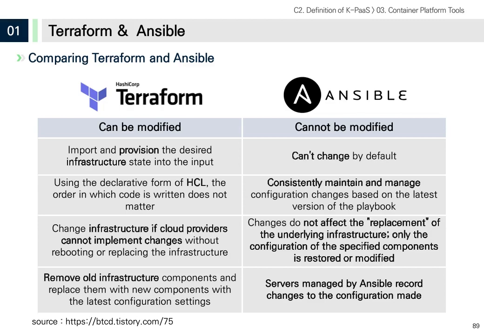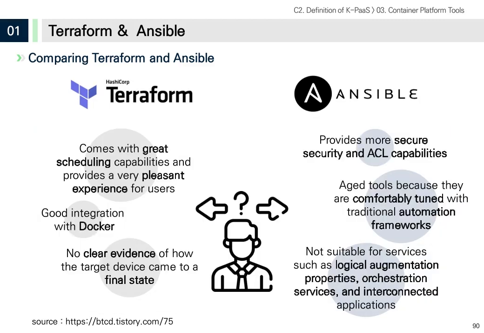Finally, Terraform removes old infrastructure components and replaces them with new ones that have the latest configuration settings. And because servers managed by Ansible keep a record of the configuration changes they make over time, different servers can have different configurations if not properly managed. So, which one should you choose between the two?